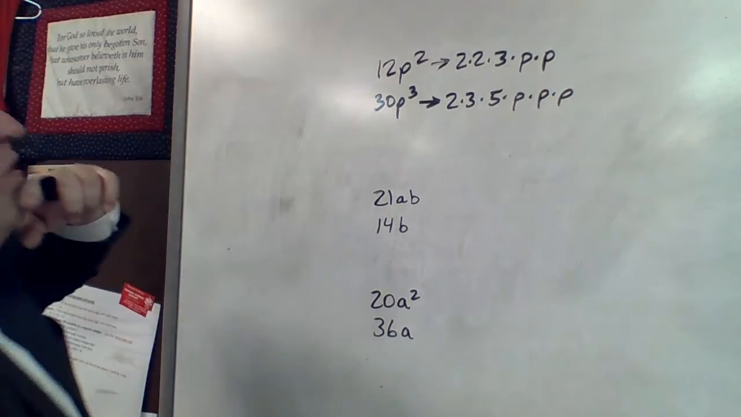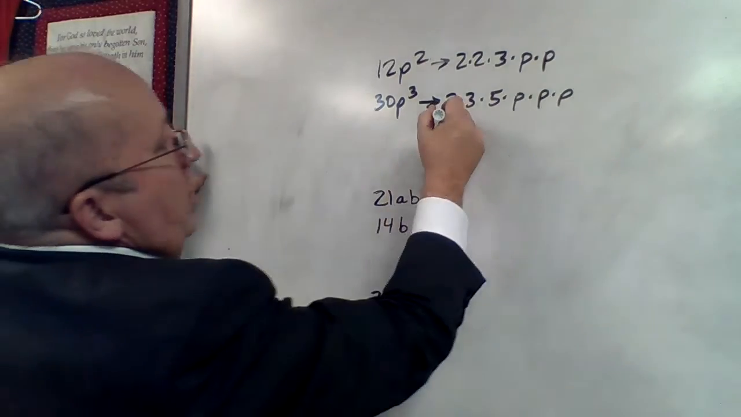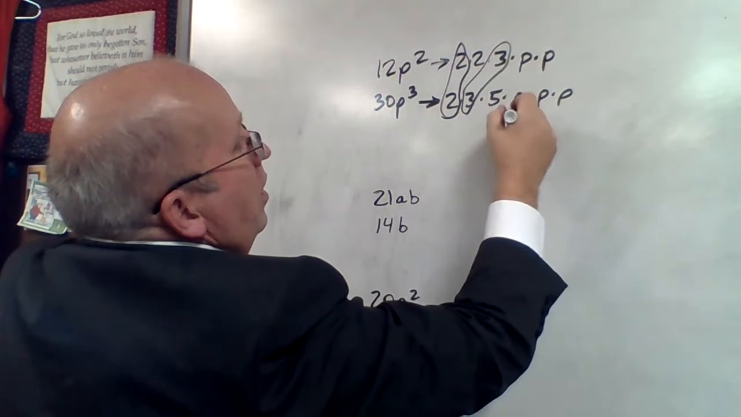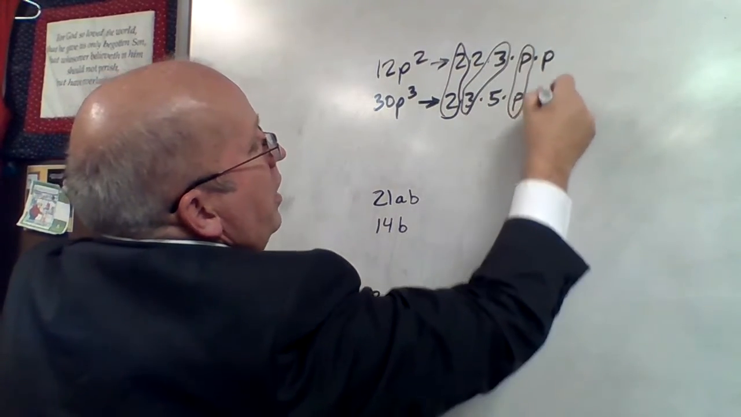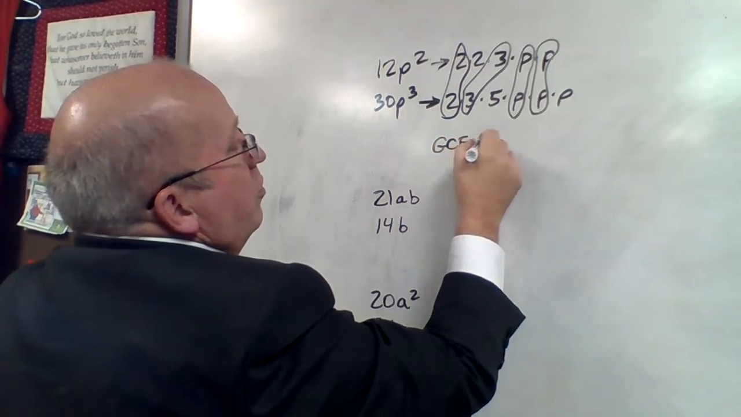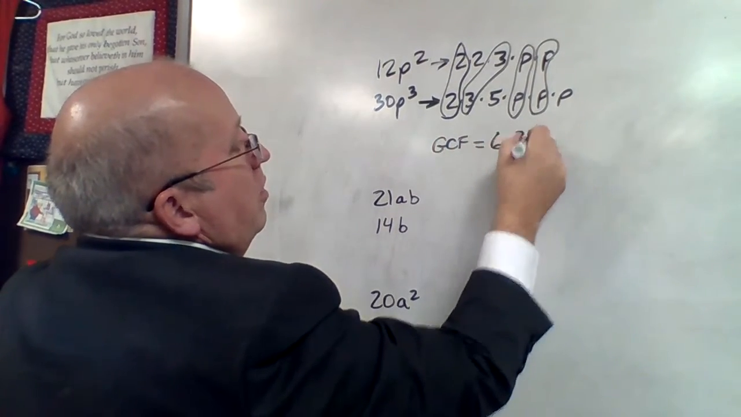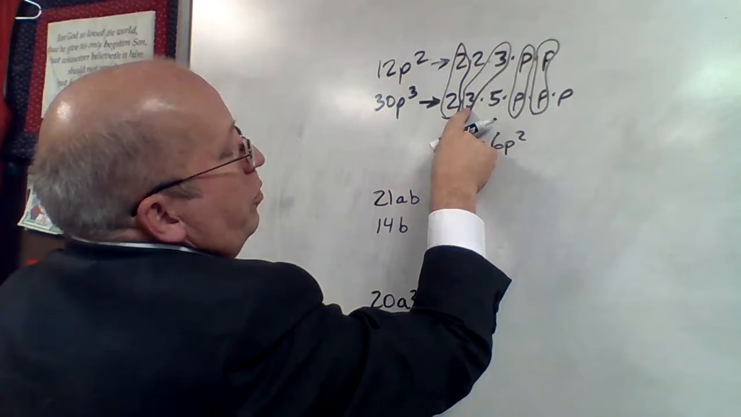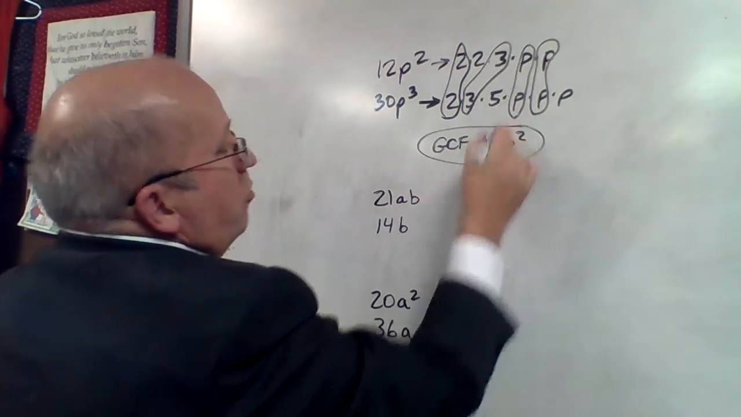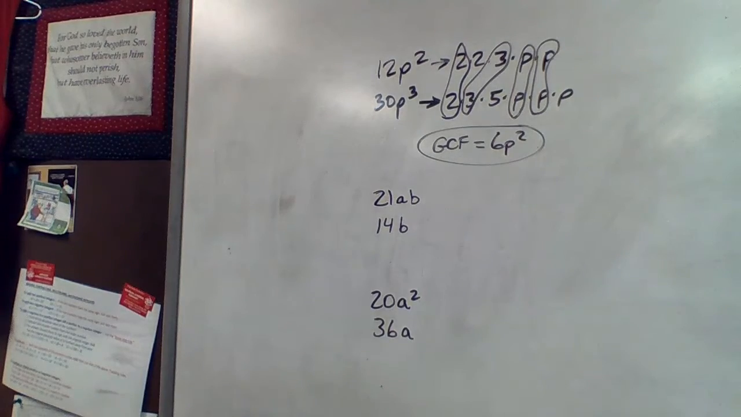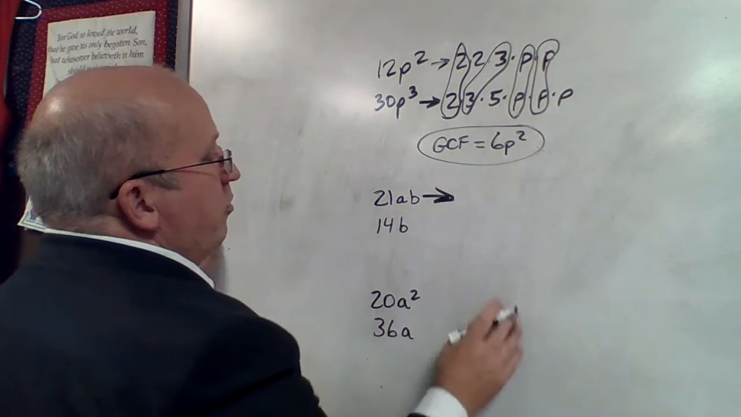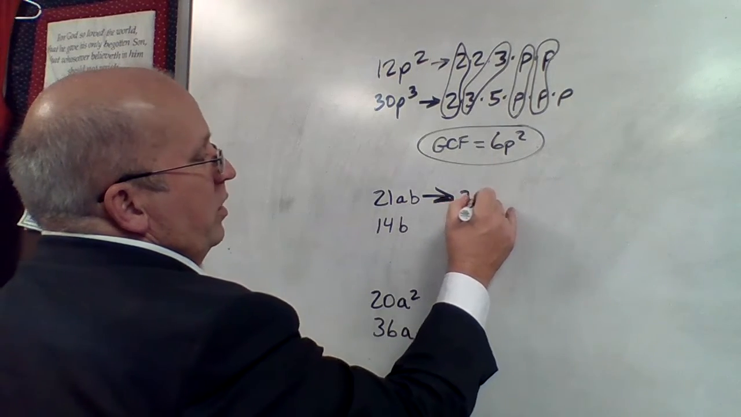Now, let's look at what they have in common. They have a set of 2's in common, they have a set of 3's in common, and they have a set of p's in common and another set of p's in common. So the greatest common factor in this case is 6p squared. 2 times 3 is 6, times p, 6p squared for that one. Okay? If you can do those prime factor trees, it makes it really easy.